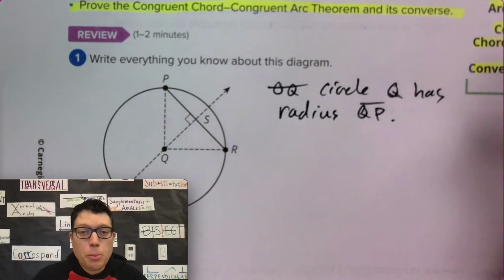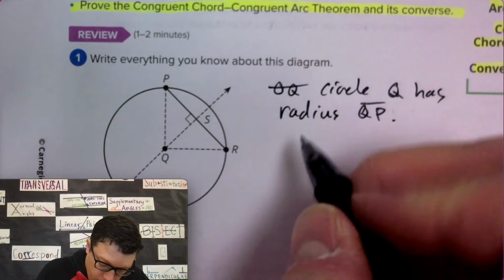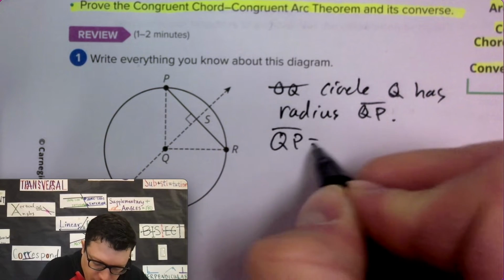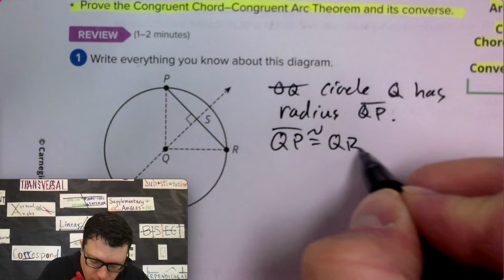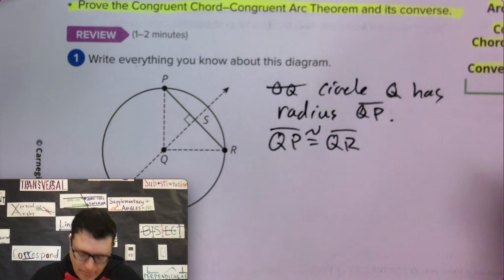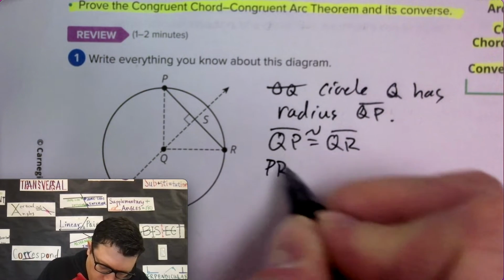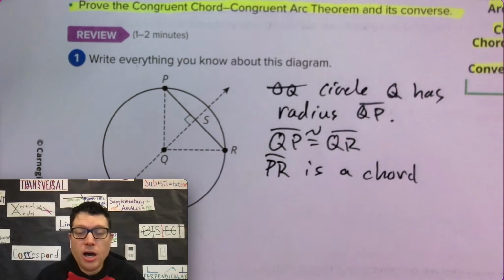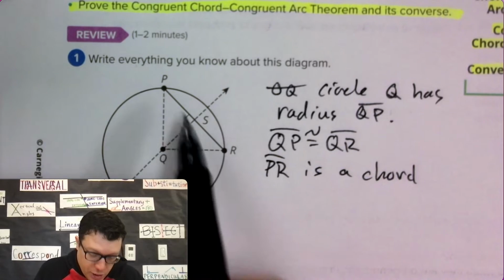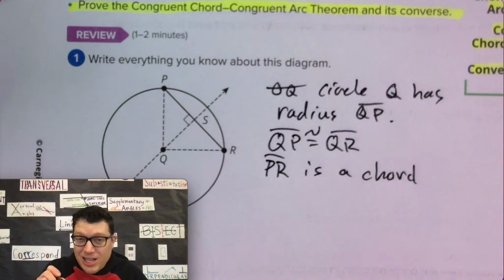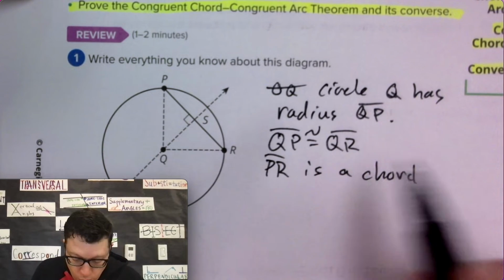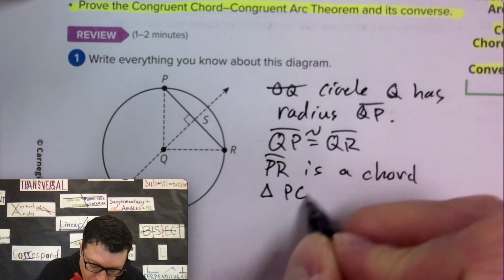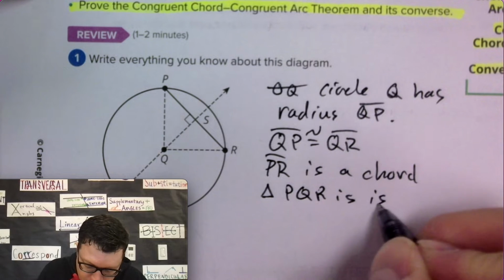Because it has radius QP, that means that QP and QR have to be congruent. They're radii of the circle, after all. PR is a chord. Oh, because there's a triangle in the shape. See the triangle here? Those two sides of the triangle are equal. That's QP and QR. So therefore, triangle PQR is isosceles.